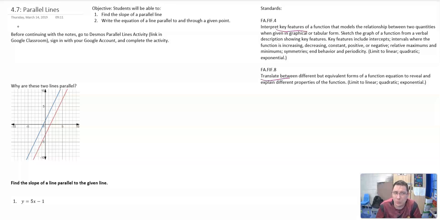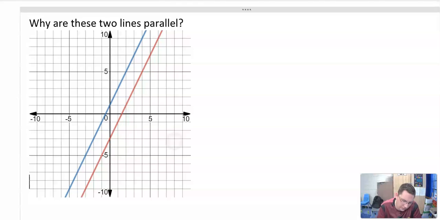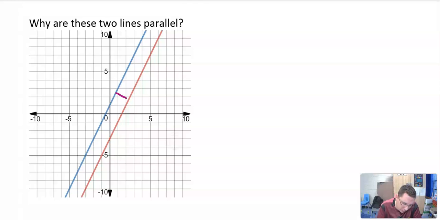So let's look at why lines are parallel. Picture here we see two lines, the red and the blue. Why are these two lines parallel? Well, we got to go back to what the definition of parallel means. And parallel means that two lines will be the same distance apart if we look at the perpendicular line between them. So this purple line here and this purple line here will have the same length along the entire line. Now, that's the geometry definition, and we're going to deal with that more when we go to geometry.